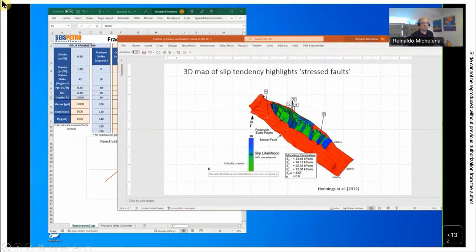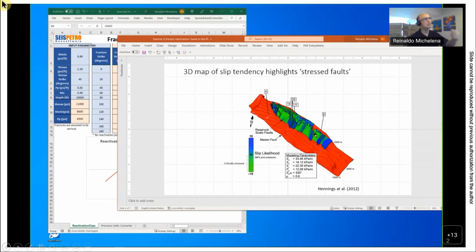We showed this yesterday from the Sumatra example, that in this study they took the fault orientations, and they did this kind of analysis to estimate the slip likelihood, and determine which portions of the faults were critically stressed and which were not critically stressed. So what we're going to do in this exercise is basically the very same concept that they applied here, but for a very simple fault, but it's basically the same idea.